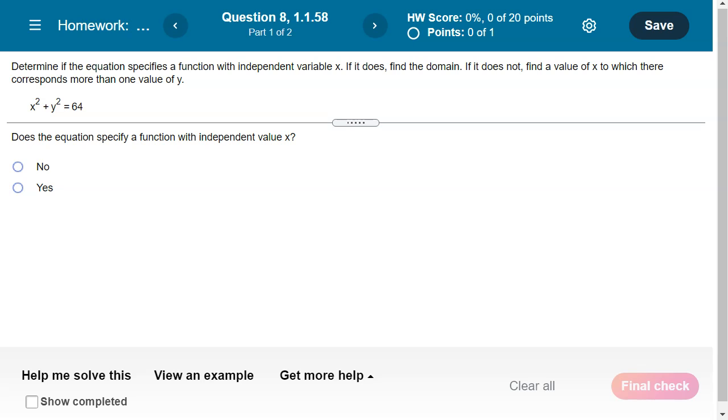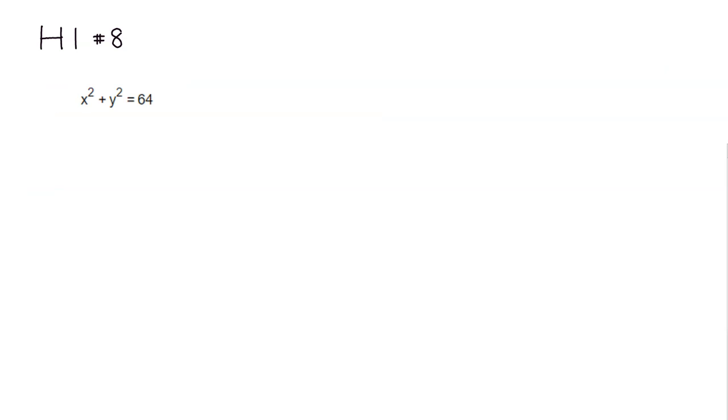All right, let's look at homework 1, problem number 8. What I wanted to do here is to determine if this function specifies y as a function of x. To be a function, a single x value has to produce a single y value. An easy way to tell that is I'm going to just solve this equation for y to see how many formulas we can get for y.